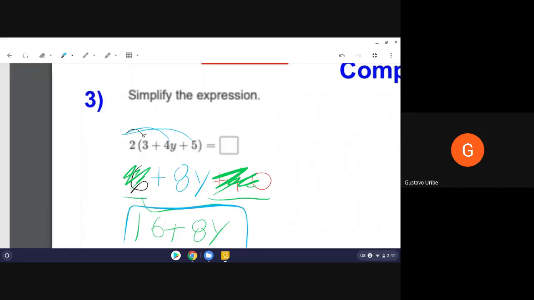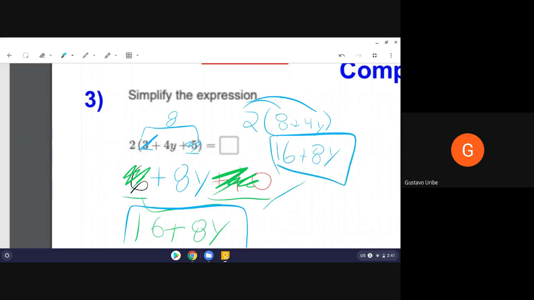Another thing that you could have done before you started distributing is look inside your parentheses to see if we can combine any like terms. So in here, I see that these two are like terms, so I could have combined them before. Where 2 plus 5 is 7. So this would give me 7 plus 4y. And now when I distribute everything, 2 by 8 is 16, plus 2 by 4 is 8y. So these give us the same answer.